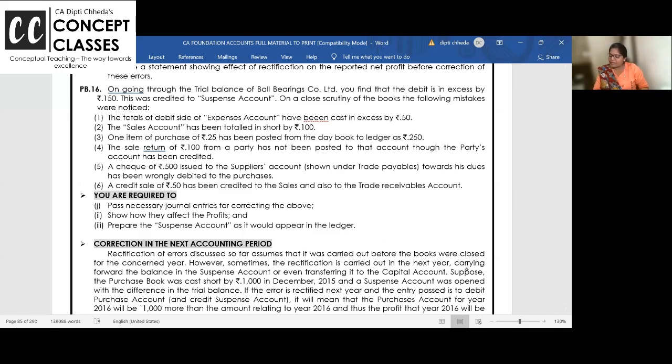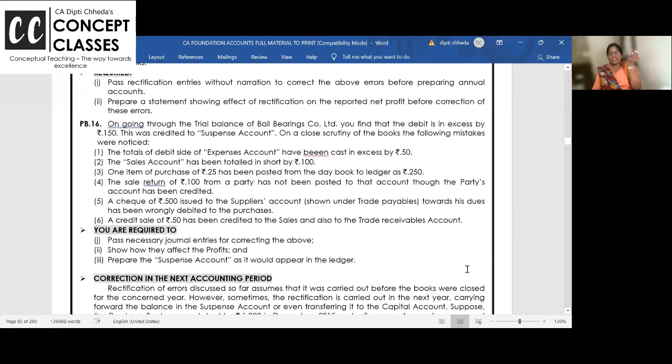Ongoing trial balance, you find debit in excess. So if debit is in excess, suspense account में कहाँ आएगा? 150 rupees credit side. On close scrutiny, you found these mistakes. Pass journal entries, show how they affect the profit. If you rectify them, how it is going to affect your profit. And prepare the suspense account also. So it's all 3 in 1, but only 5-6 entries are there. So first let us correct the entries. Okay. 16th problem, last one for today.